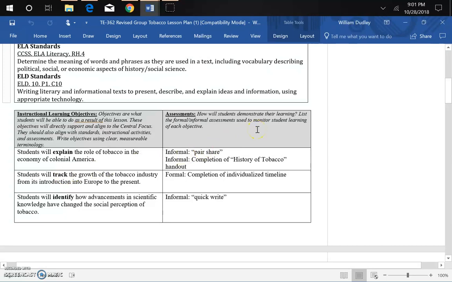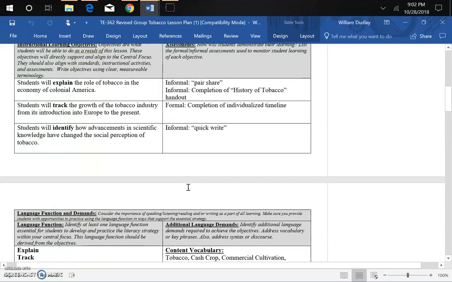The assessments, we have some informal assessments: oral pair sharing, completion of a handout, a quick write at the end. The formal is the timeline that's the main thing that you'll see in the lesson.